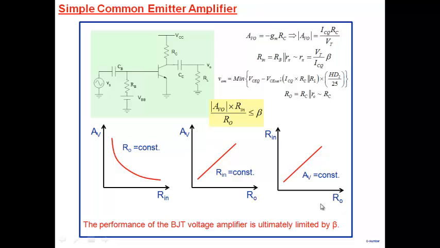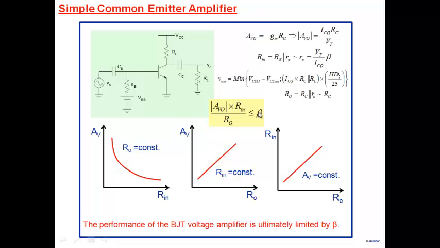Then our main amplifier here. Simple common emitter amplifier with this gain, input and output resistances, with the trade-offs that are there in the common emitter amplifier between gain, input resistance, and output resistance, and the importance of beta.